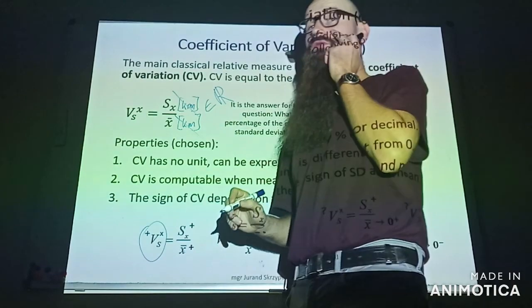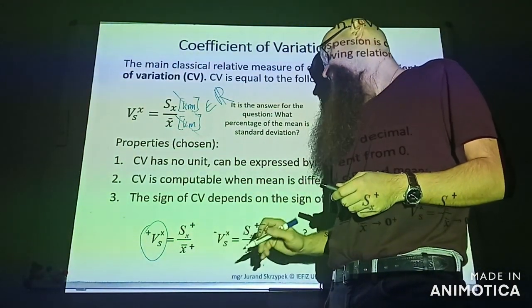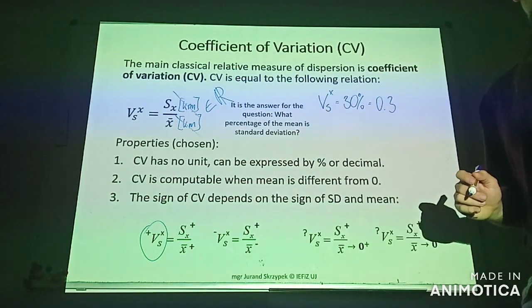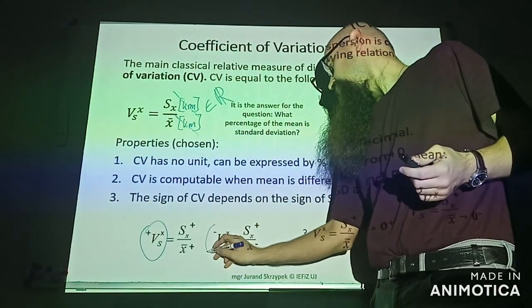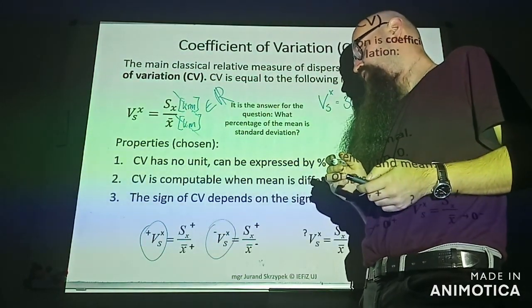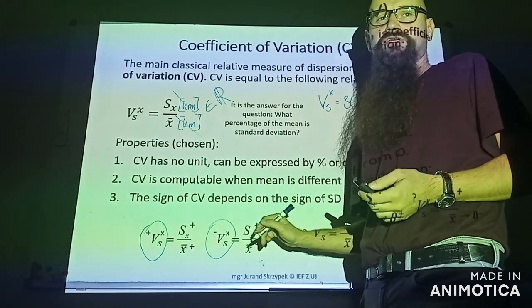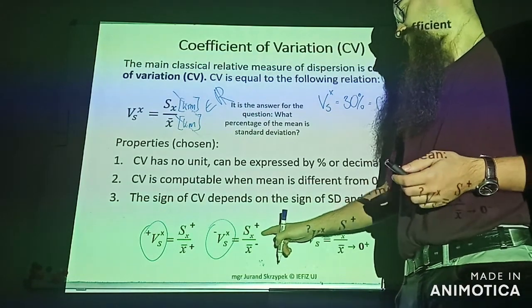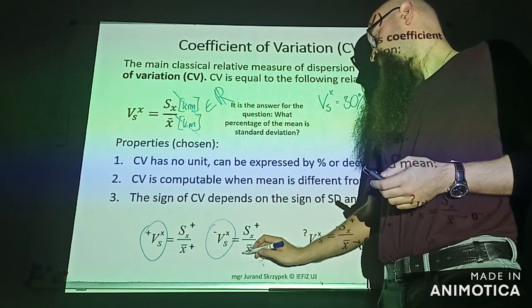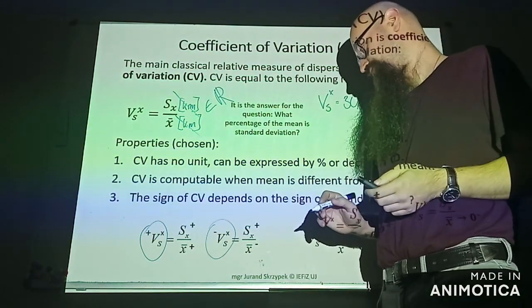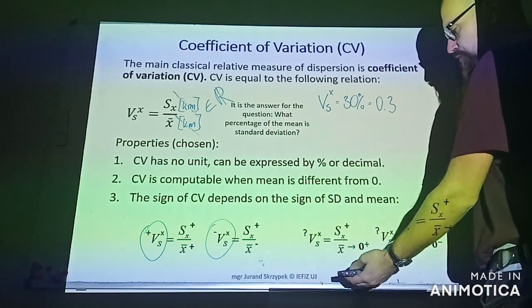Coefficient of variation will be positive if standard deviation is positive and our arithmetic mean is positive. It is obvious. Coefficient of variation will be negative if standard deviation is positive, of course, because standard deviation can take only non-negative values, and arithmetic mean will be negative.